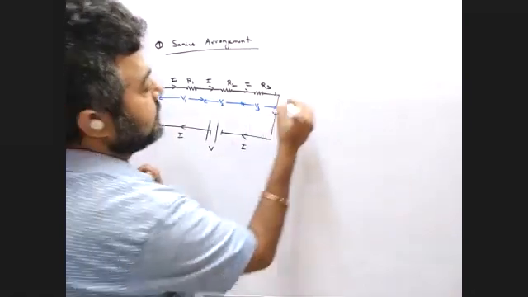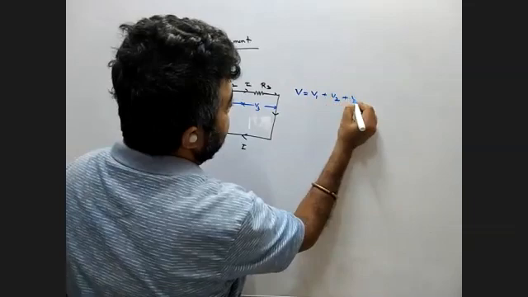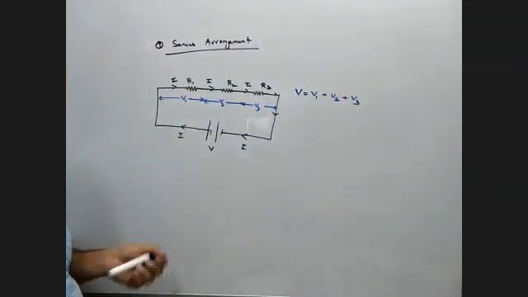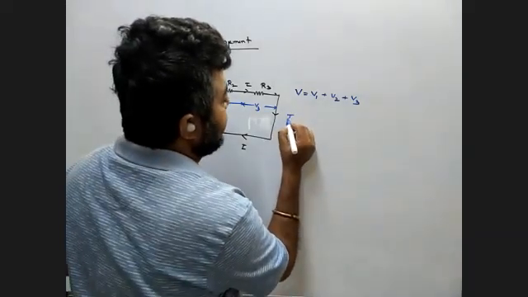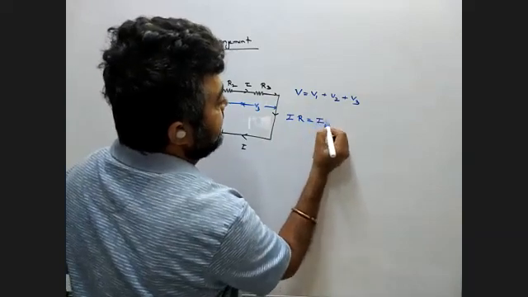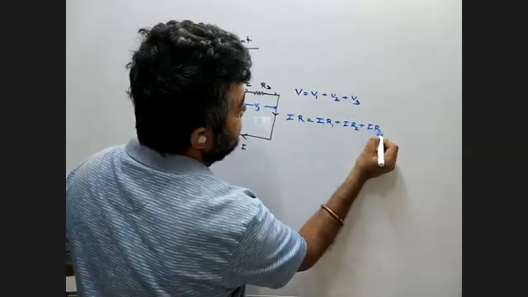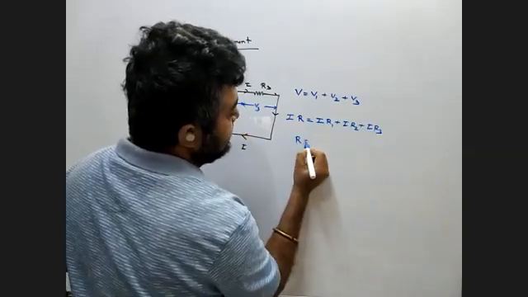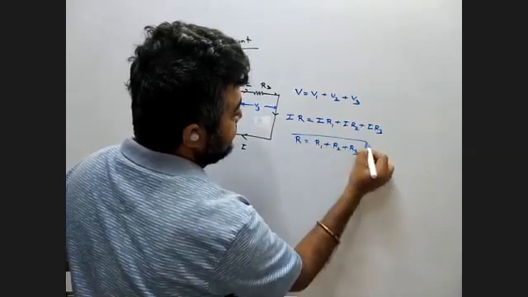So V is equal to the voltage across the first one, plus the voltage across the second one, plus the voltage across the third one. We know, let R be the equivalent resistance. Since the same current flows through all, with R as the equivalent, that is I into R1, plus I into R2, plus I into R3. So R is equal to R1 plus R2 plus R3.